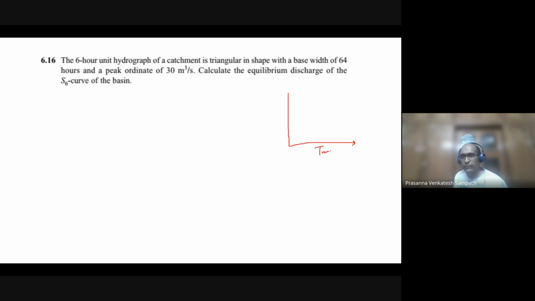So time on the x-axis and discharge on the y-axis. So the S curve looks something like this. It reaches some peak value and remains there. Now this peak value is called the equilibrium discharge. Let's call it QE. Okay. So the question is, what is QE? That's what the question is asking us to find out.